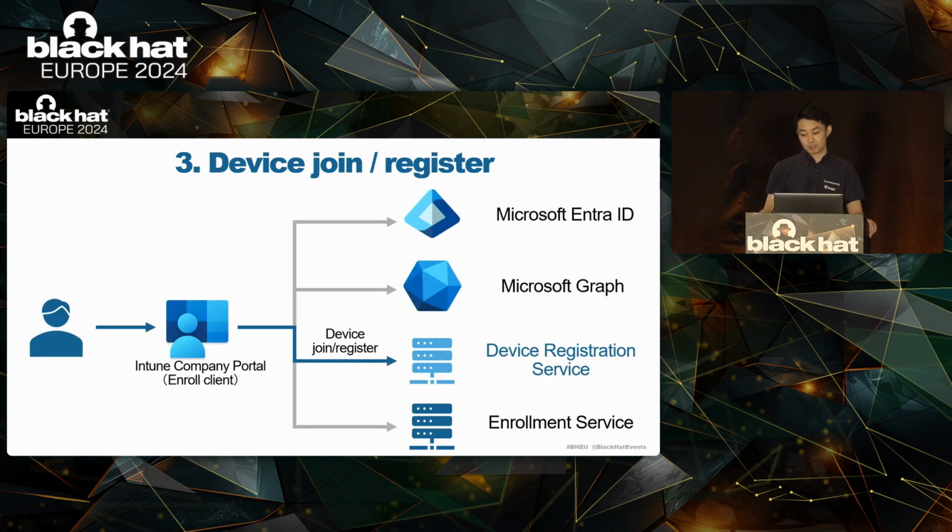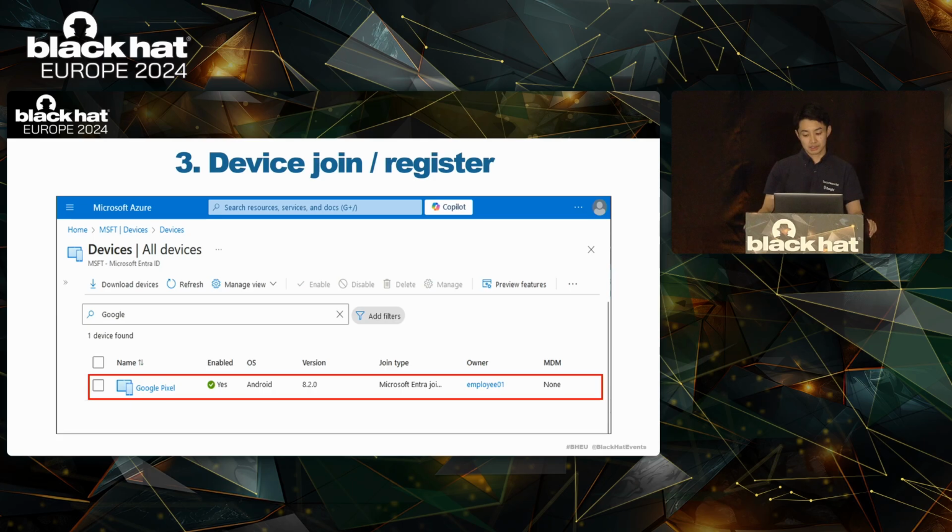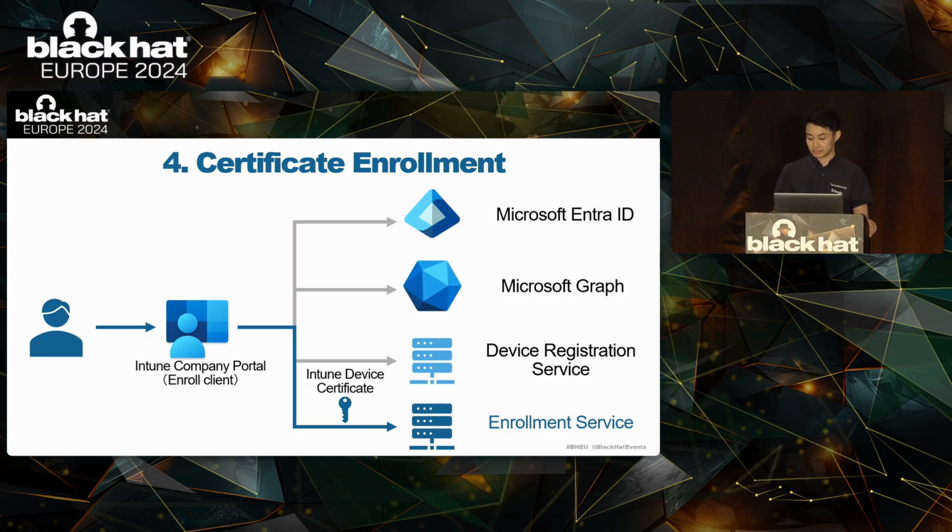But before enrolling device to Intune, the device needs to be registered to Entra ID by talking to the Entra ID's device registration service. So once device is registered to Entra ID, you can see the device like this in the Azure portal. However, the device is not registered to Intune yet. And to enroll the device to Intune, the device has to send an Intune's device certificate to the enrollment service of Intune.